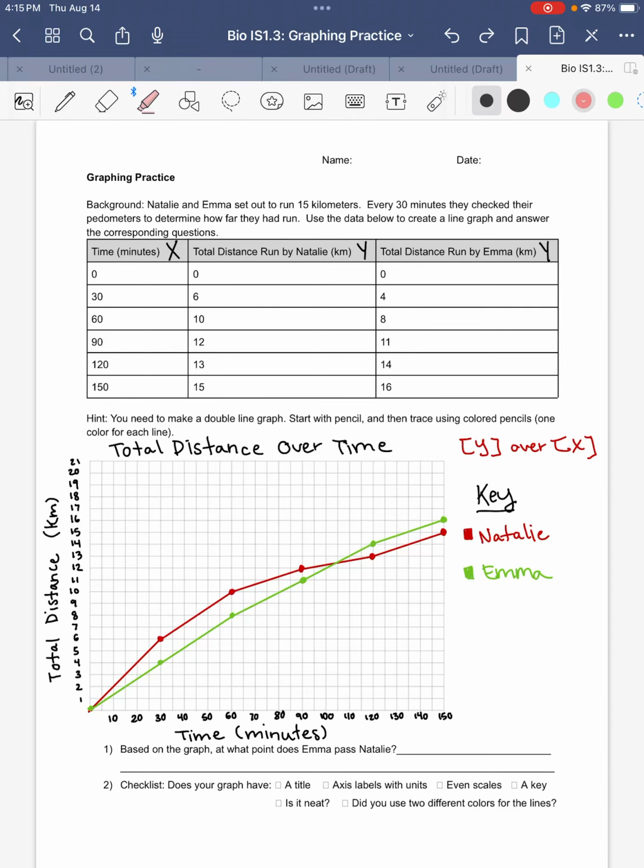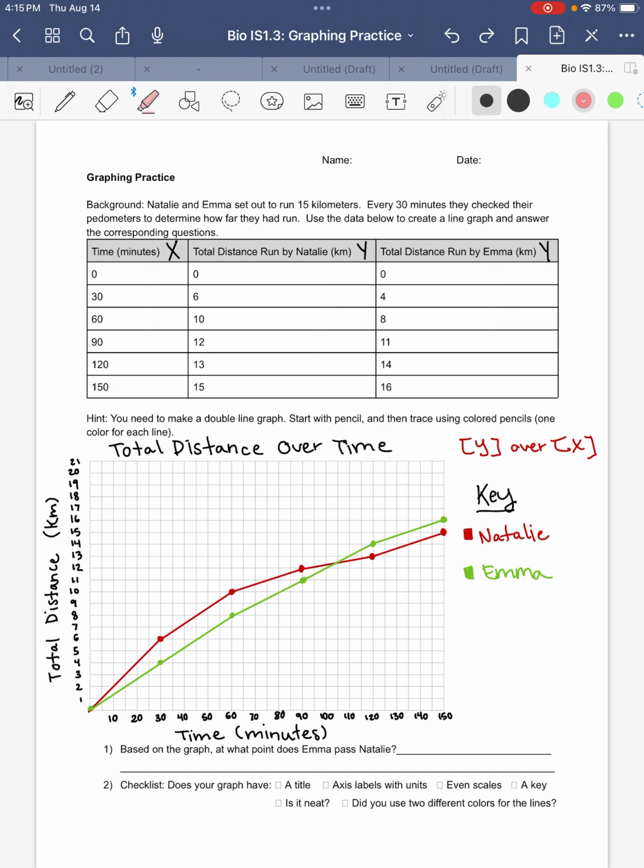Hi everyone, and welcome to the final video in our line graphing series, how to analyze and interpret a line graph. So back to this graph, we're looking at Natalie and Emma's runs. Now Natalie's line is in red, Emma's line is in green.